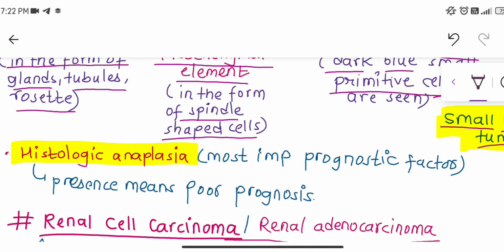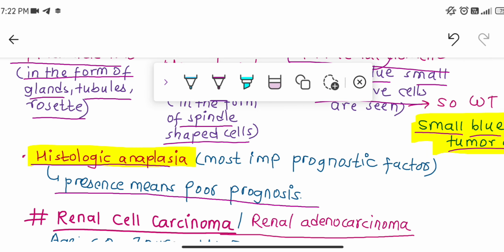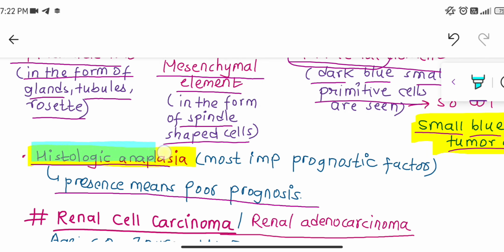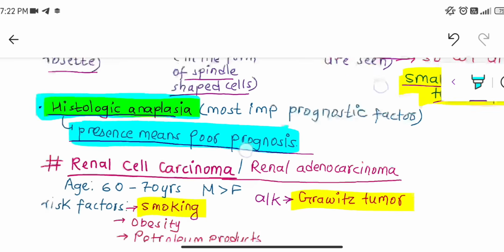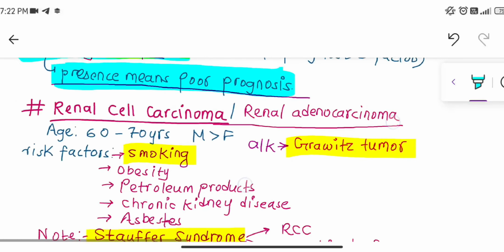The most important prognostic factor: if this factor is present, it means the tumor has a poor prognosis. On treatment, it won't get cured, and it will lead to the death of that patient. That feature is known as histologic anaplasia. If histologic anaplasia is present, there is poor prognosis, and the patient is not going to be cured by any medications.